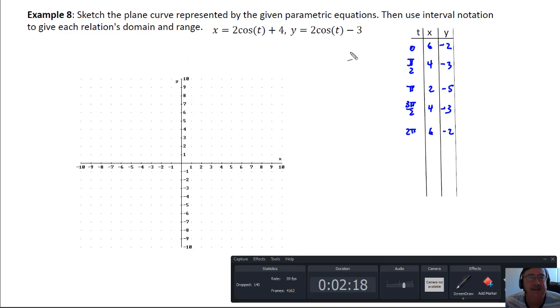For example 8, it says sketch the plane curve represented by this given set of parametric equations and then use interval notation to give each relation's domain and range. So to save time on this one, since we've done several examples now, I went ahead and put in our quadrant angles from 0 to 2 pi. So again, I'll just show you one here. If you put 0 in for angle t here, the cosine of 0 is 1, times 2 is 2, plus 4 is 6. And then y would be negative 2 in this case. And then you can check all of these other angles as well. So if we go ahead and plot this one real quick, we'll get 6, negative 2.